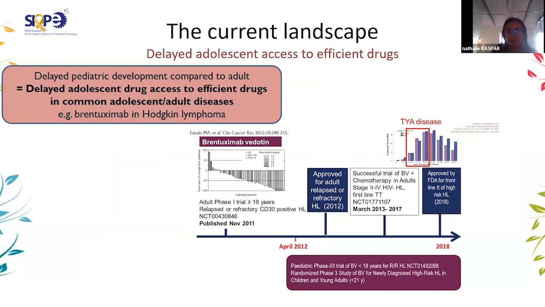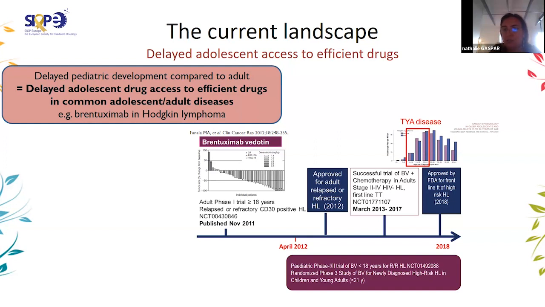The current landscape, with the separation between adult and pediatric drug development, has brought some situations that were completely crazy, especially the delay in offering adolescents a drug that we know is already active in adult disease, where the disease is common to adolescents, young adults and adults in general. For example, the development of brentuximab in Hodgkin lymphoma: a huge effect of brentuximab in Hodgkin lymphoma was known and published in November 2011, but only for adult patients above 18. And the pediatric trials started only 1 year later and finished more than 7 years later.